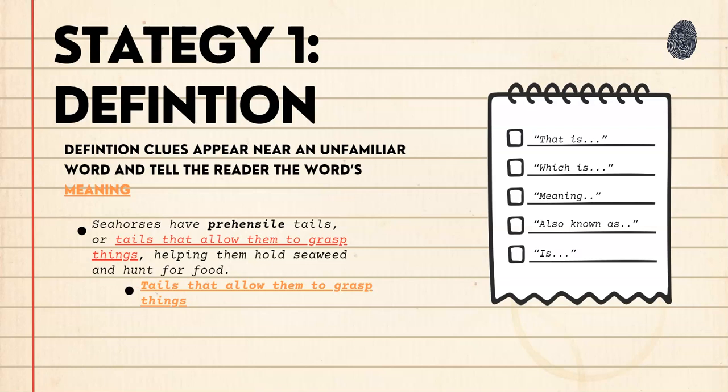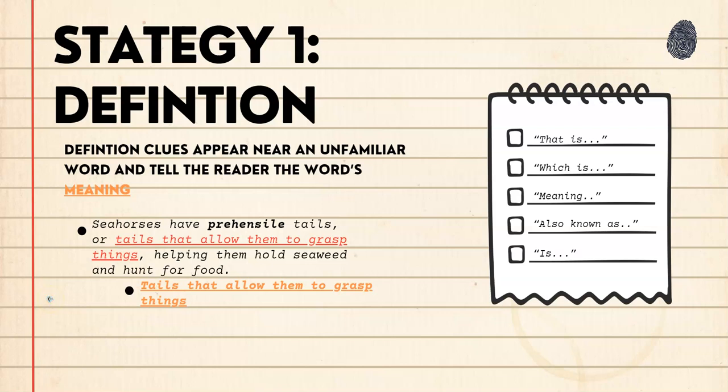And so when the sentence said that seahorses have prehensile tails, I had no idea what that meant. But what's really nice about this sentence is that it actually tells us what that means right there in the sentence. It says prehensile tails, or tails that allow them to grasp things. So that tells me that a prehensile tail is a tail that is unique to a seahorse, and it allows them to grab things like seaweed and when they're hunting for food.